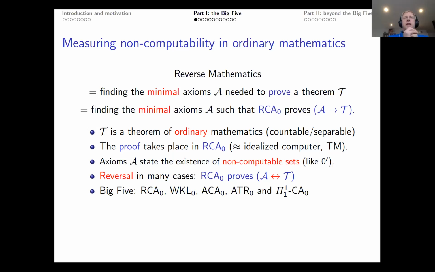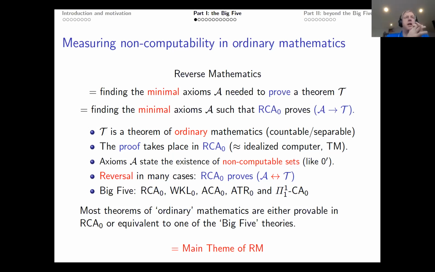What is also interesting is that apart from RCA0, the base theory, the same 4 other classes of axioms always recur. So many theorems are equivalent to these 4. And this is the main theme of reverse math, namely that most theorems of ordinary math are either provable in the base theory or equivalent to one of these big 5. There are exceptions, obviously, but it's still the case that so many theorems are equivalent to one of these 4. So they have a special place.